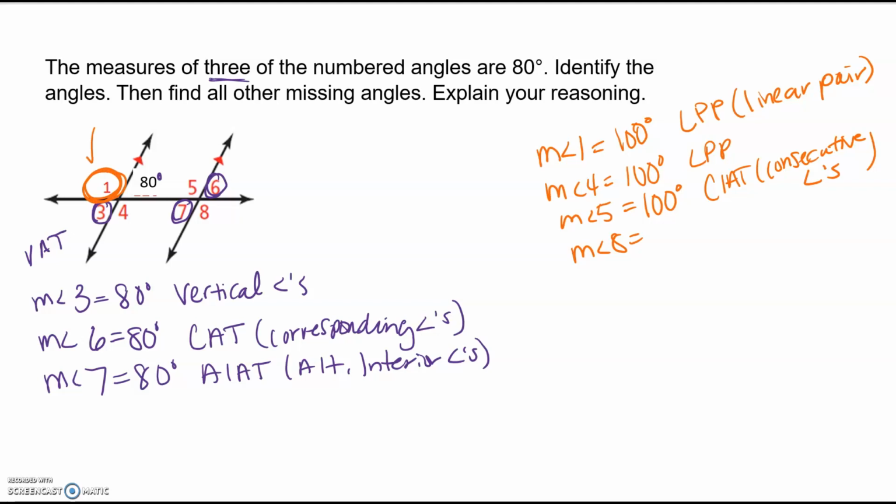If I look at number 1, I said number 1 was 100 degrees, and I look at number 8, those are alternate exterior angles. Alternate exterior angles are congruent, so that one should also be 100 degrees. So just a little bit of review. You have some vertical angles, corresponding, alternate interior, alternate exterior. You have some consecutive interior angles and linear pairs. Remember, supplementary means add up to 180. So lots of things going on in that picture.